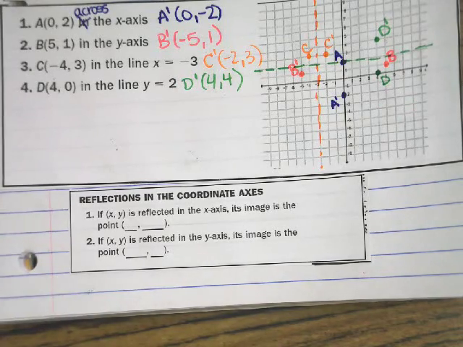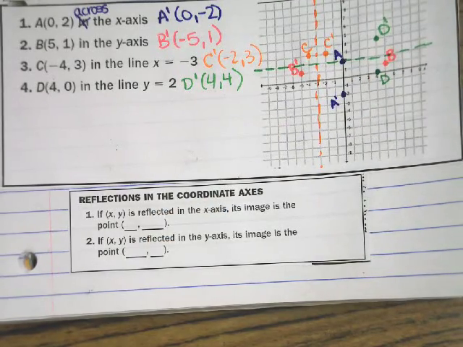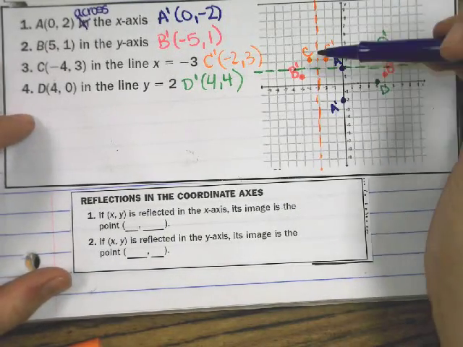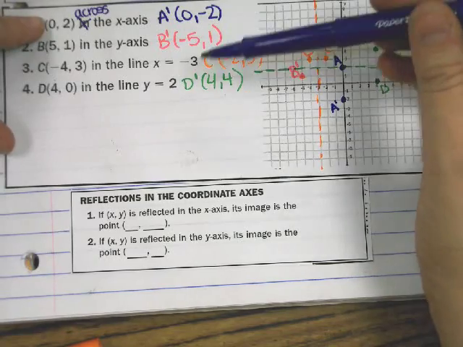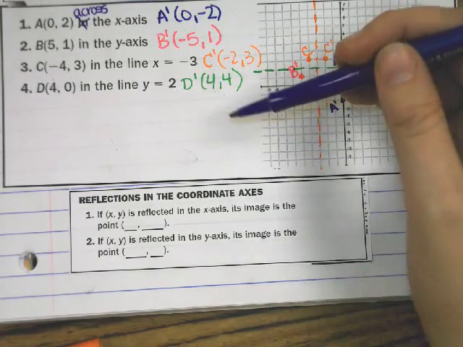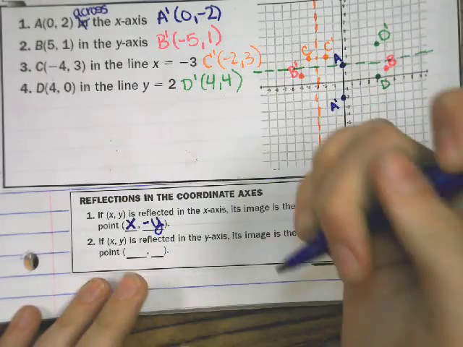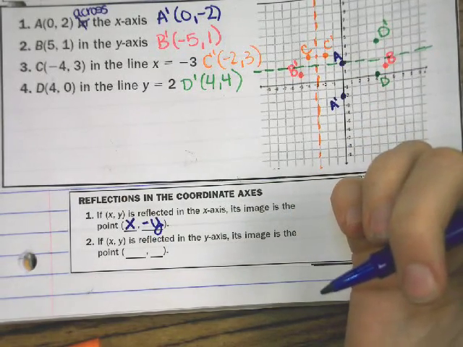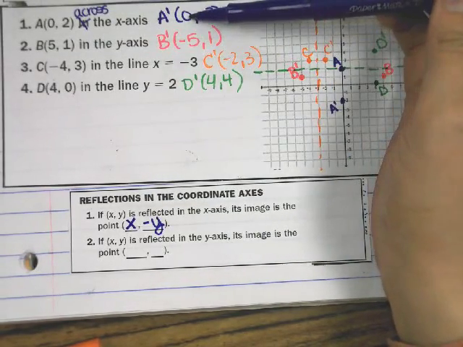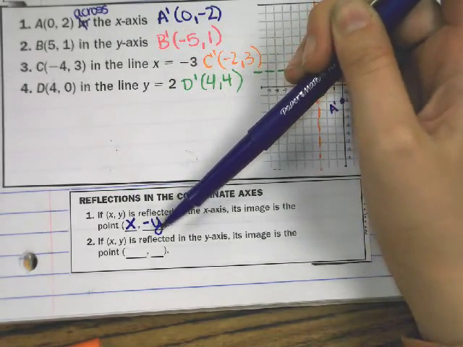All right, like I was saying, these are shortcuts, so you can always graph your points and reflect them, but these are just going to be shortcuts. If a point (x, y) is reflected in the x-axis, so we're going across the x-axis, just like point A was, its image is the point where you keep your x value the same and make your y value negative. Up here we kept our x value the same, which was 0. Our y value changed from 2 to negative 2, from y to negative y.